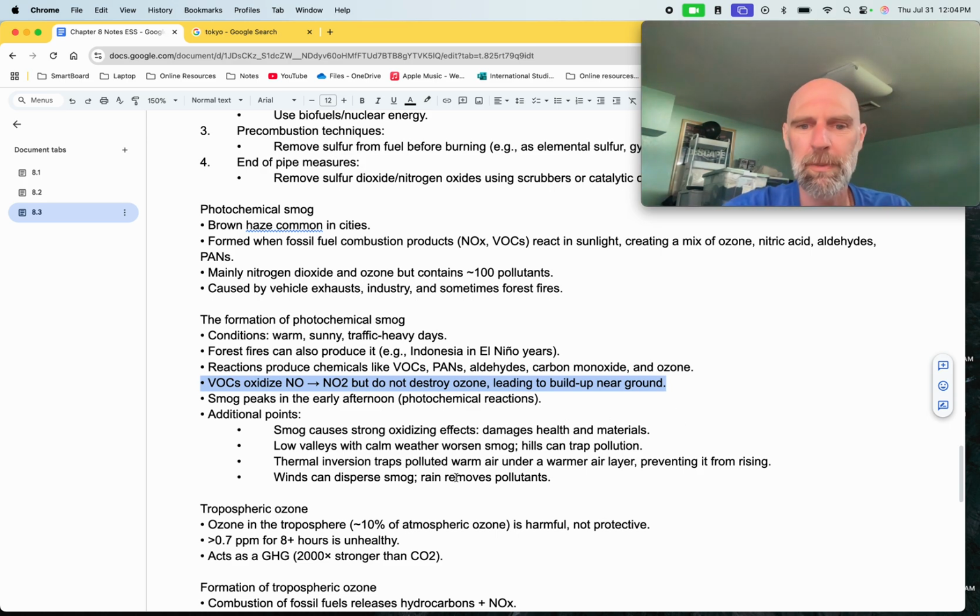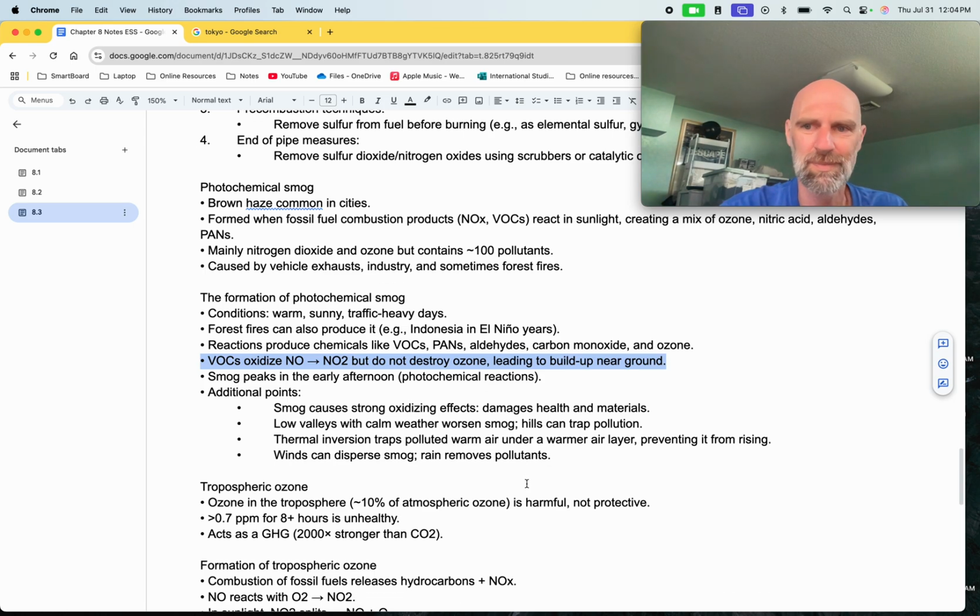Winds can disperse smog. Winds are great for it. Rain removes pollutants as well, which is good. Like we just had rain here. It's end of July, and I'm so thankful because that'll help out the breathing level at this time of the year.